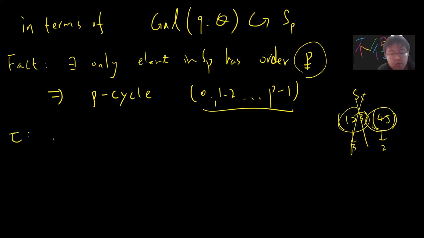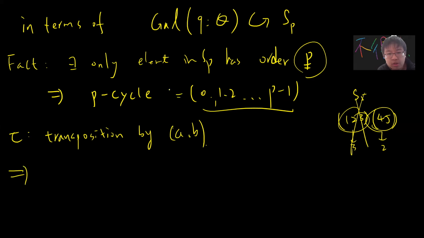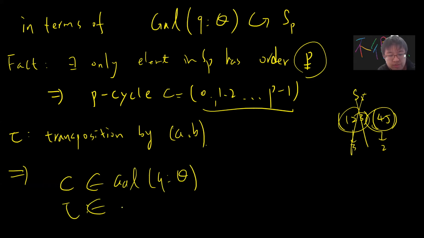And tau will be a transposition, which can swap any two elements, let's say a and b. So we know that our Galois group contains at least two elements: one is this p-cycle, and the other is this transposition.